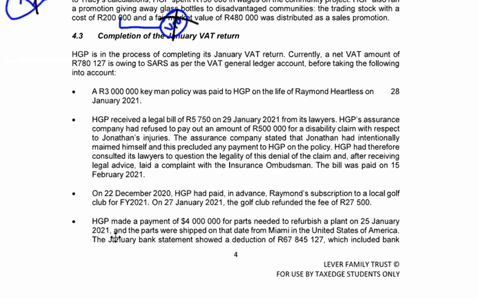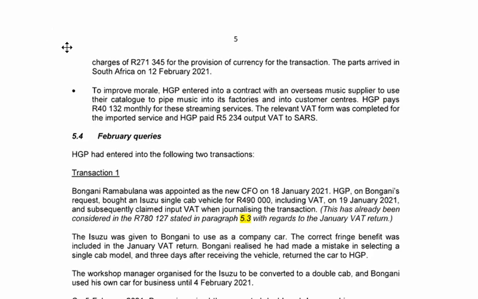Okay. It then says HGP made a payment of $4 million for parts needed to refurbish its plant on 25 Jan 2021, and the parts were shipped from Miami in the United States of America. The bank statement showed a deduction of 67,845,127, which included bank charges of 271,345 for the provision of currency for the transaction. The parts arrived on 12 February 2021.